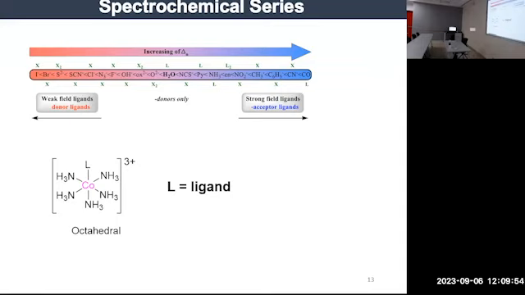Because if you break the symmetry, there will be different degeneracy lifting. There will be several different energy levels. So you will get a larger number of peaks, and the spectrum will become more complicated. We will get more absorption maxima.